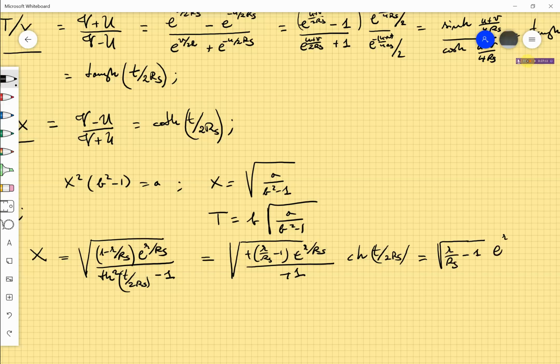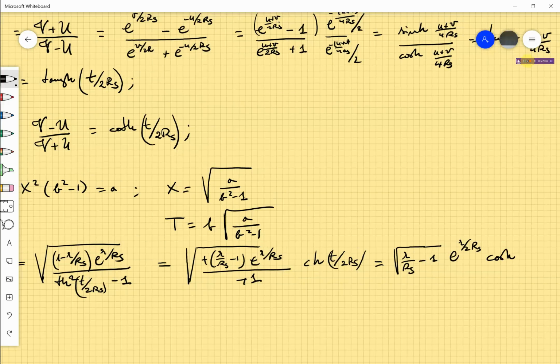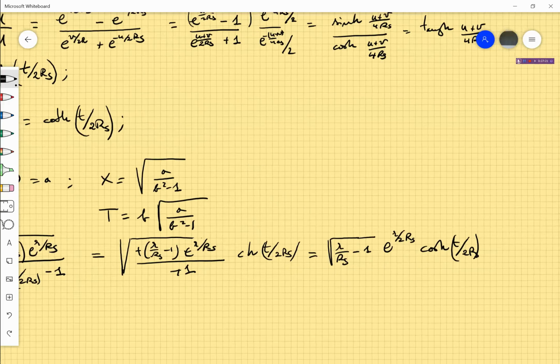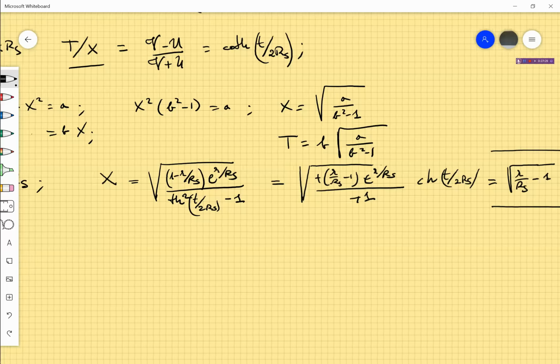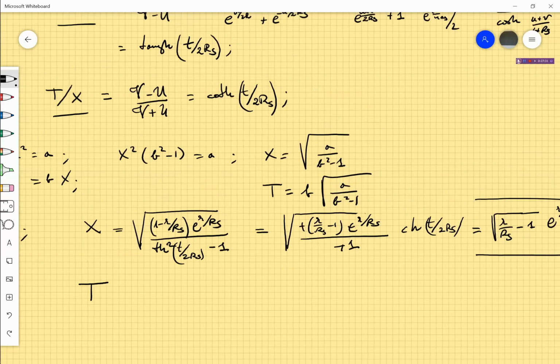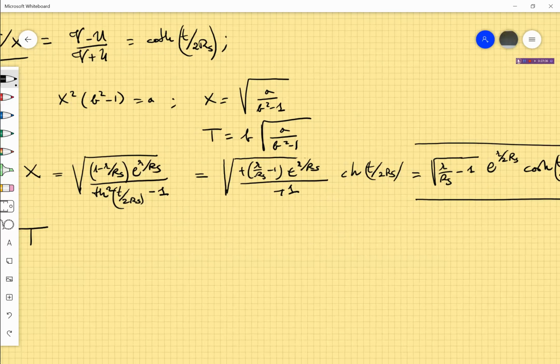e to the R divided by 2Rs and the hyperbolic cosine of T divided by 2Rs. Okay, this is X in this case, and T I just multiply by the hyperbolic tangent, so well, it is the same, the square root of R divided by Rs minus 1, e to the R divided by 2Rs, and a hyperbolic sine.